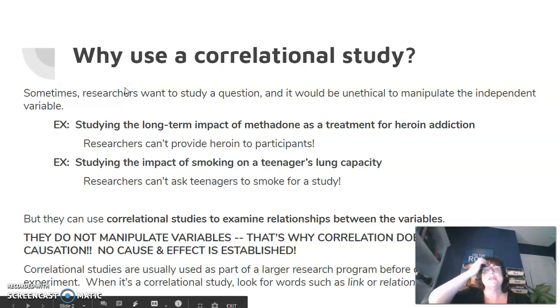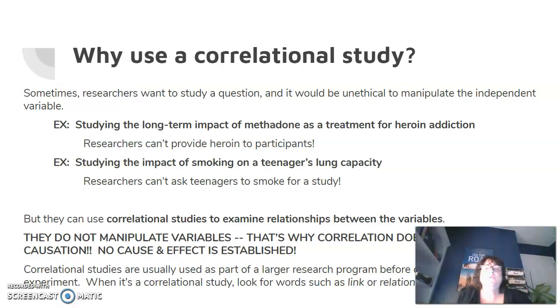Why do we use a correlational study? Sometimes you want to study something that you can't ethically do an experiment on. And so if it's not ethical to manipulate the independent variable, then you'll use a correlational study. You'll also use them at the beginning of a research project sometimes, just to see if there's a relationship between the variables, and make sure that there is a correlation before you go on and spend the money and the time to do the bigger experiment.